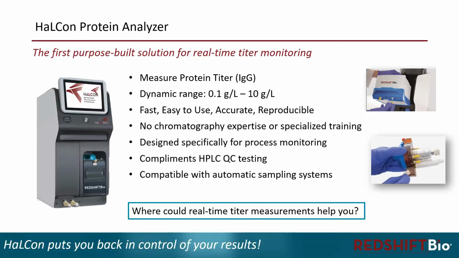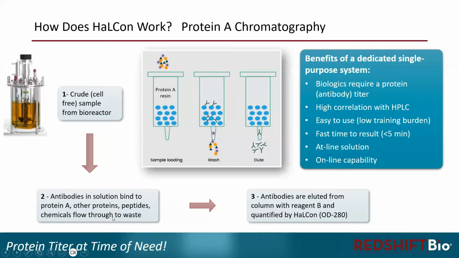It's meant to be used by process development scientists who don't have a lot of expertise in chromatography. There's no specialized training required. It's fast, very easy to use, and gives accurate and reproducible results for antibody concentrations. It complements HPLC testing. It agrees very well with HPLC results, and it is compatible with automated sampling methods.